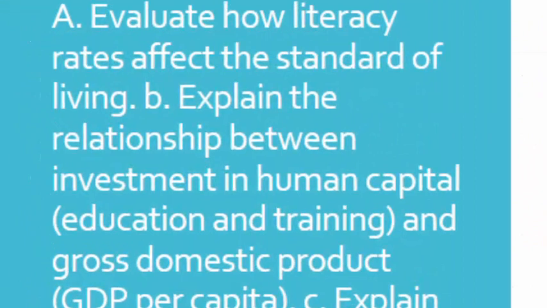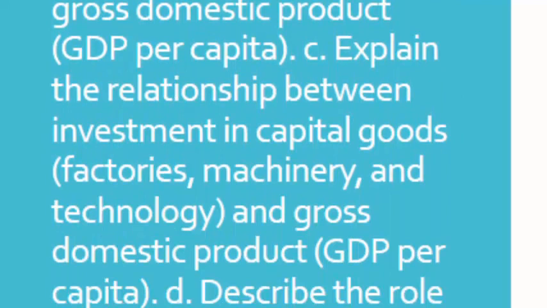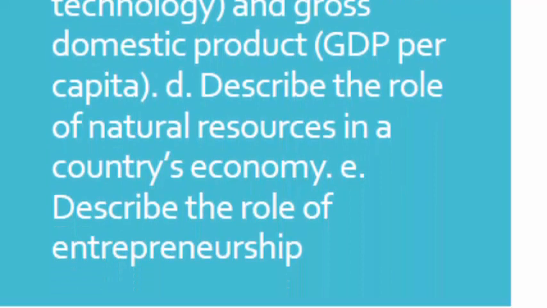Evaluate how literacy rates affect the standard of living. Explain the relationship between investment in human capital, education and training, and gross domestic product, GDP per capita. Explain the relationship between the investment in capital goods, factories, machinery, and technology, and gross domestic product, GDP per capita. Describe the role of natural resources in a country's economy. And finally, describe the role of entrepreneurship.